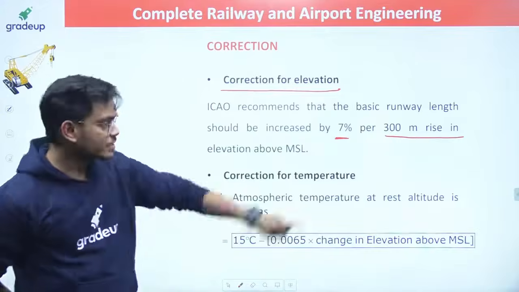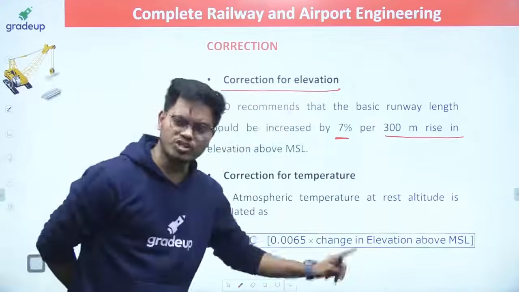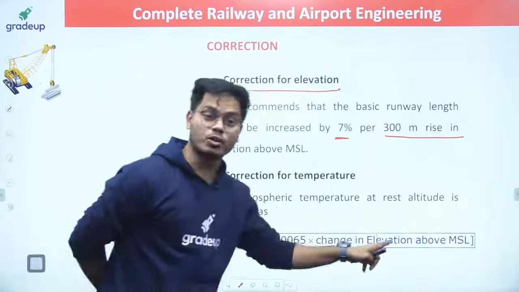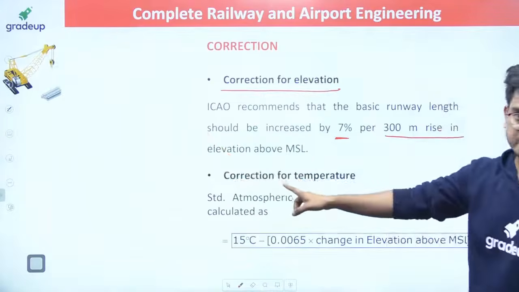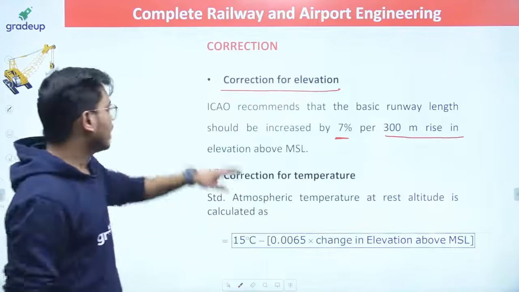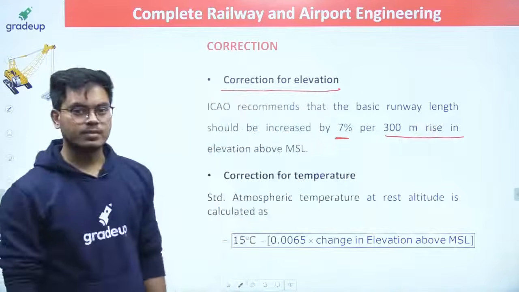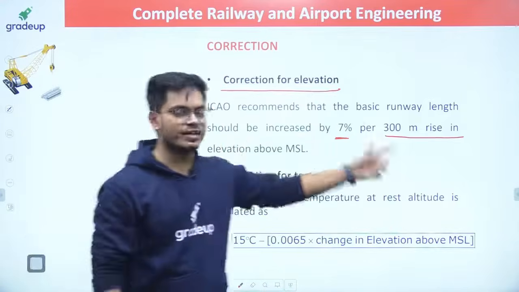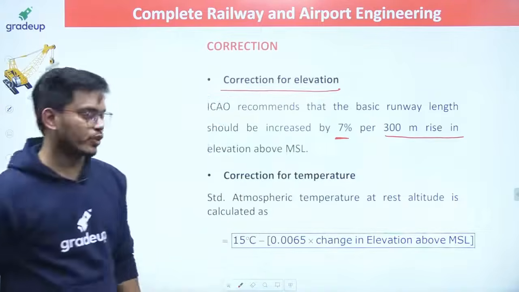Guys, stay with me. This is the last concept, and this is the most important concept of airport engineering. This has been asked in previous years also. That is why I'm saying. Okay, so this is the first correction we have to apply, 7% per 300 meter rise. Of what? 7% of your basic runway length. In the question, the basic runway length will be given. I will solve two questions for you.